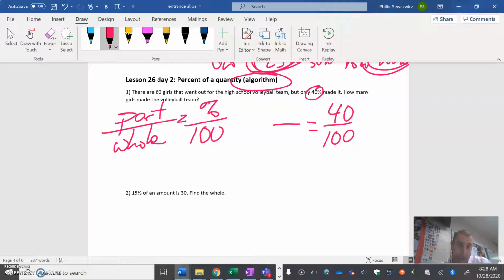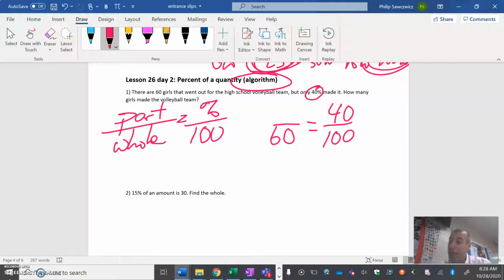Again, there's your fraction that's there. So again, nice little setup that's here. Now, remember, it's part over the whole. So if there are 60 girls that went out for the high school team, was that the whole group or was that just the part that went out for the team? Now, that was like we talked about yesterday. That's the whole. That's everyone. So the 60 is down here. So what we're doing here is we are solving for that missing amount. So we'll solve our ratio.